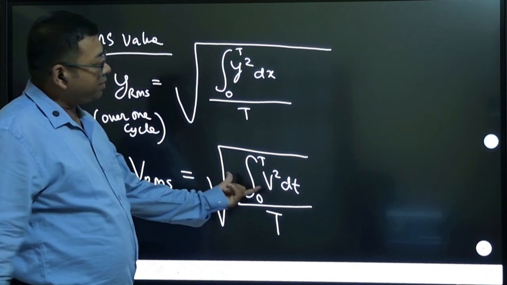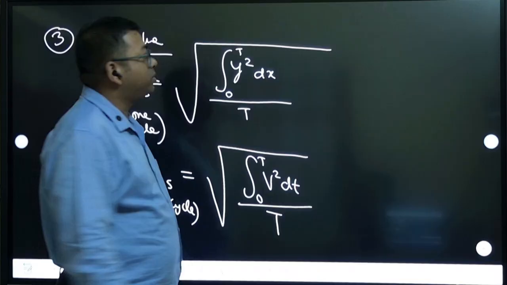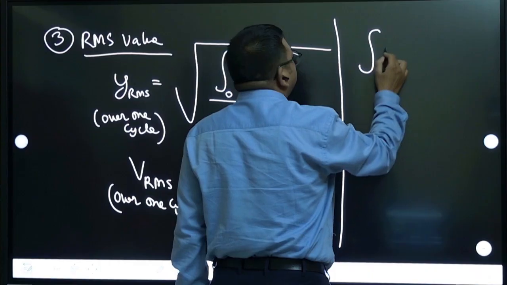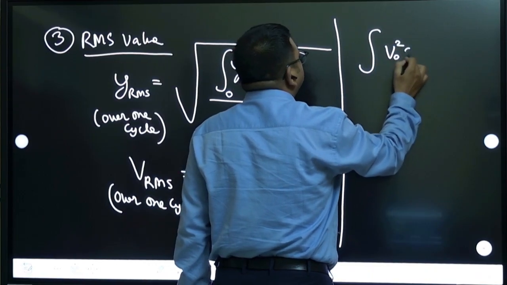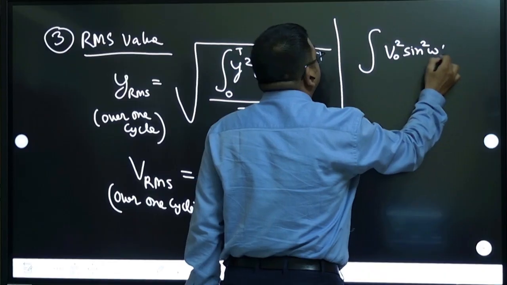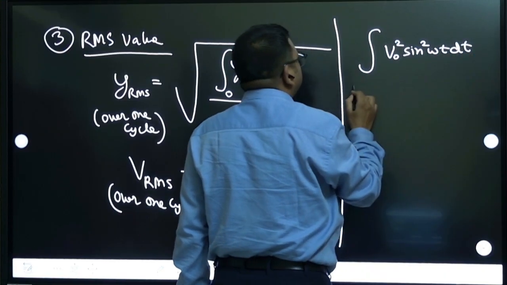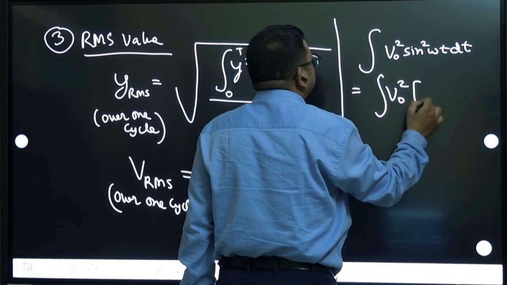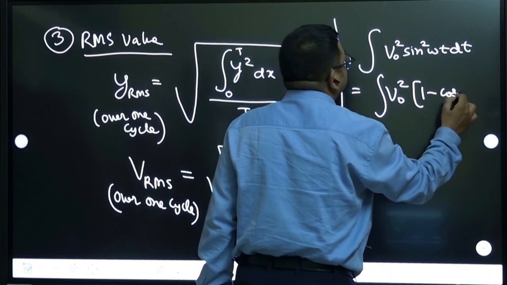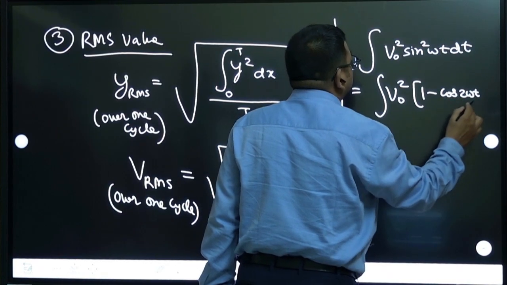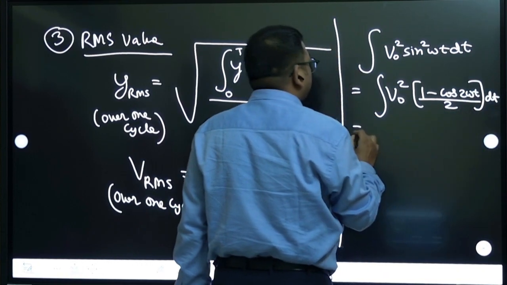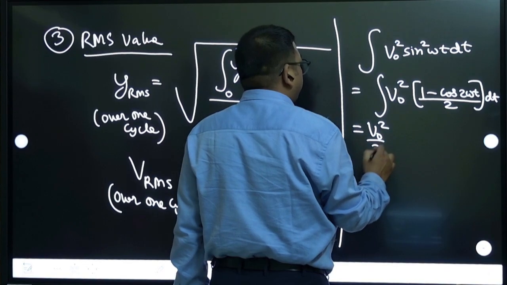So first we will evaluate the numerator. What is that numerator? Let us quickly evaluate it. V square means v naught square sine square omega t dt. Sine square can be written as (1 minus cos 2 omega t) divided by 2. So v naught square by 2 I have taken out.